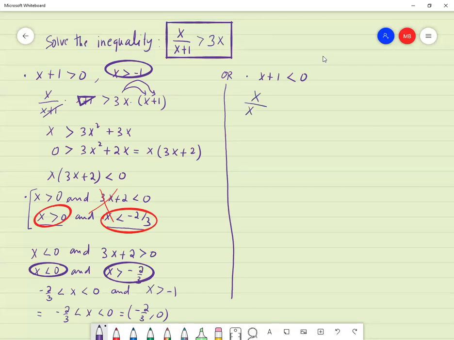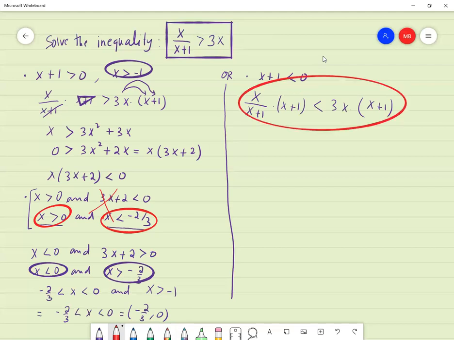In this case, you will get x over x plus 1 times the x plus 1. This quantity is negative, so this inequality will reverse: from greater than, it will become less than 3x times x plus 1. Now look at this inequality right here and this right here. They are exactly the same except the direction of the inequality. Here you got the greater than, here you got the less than. So the output will be also just opposite.